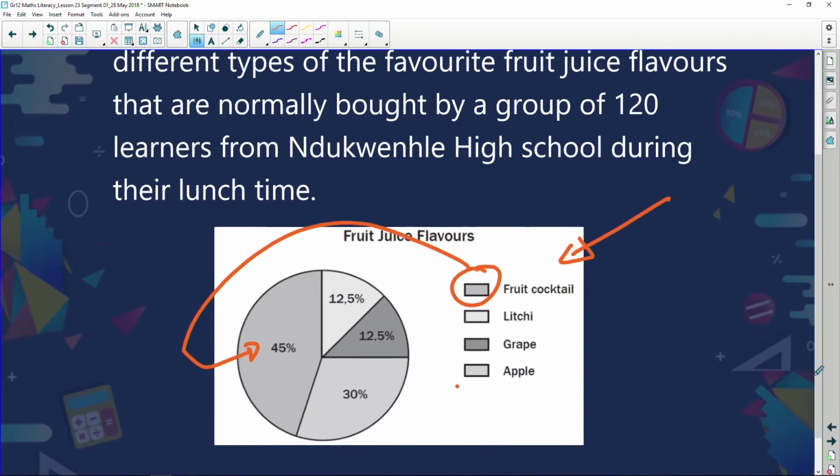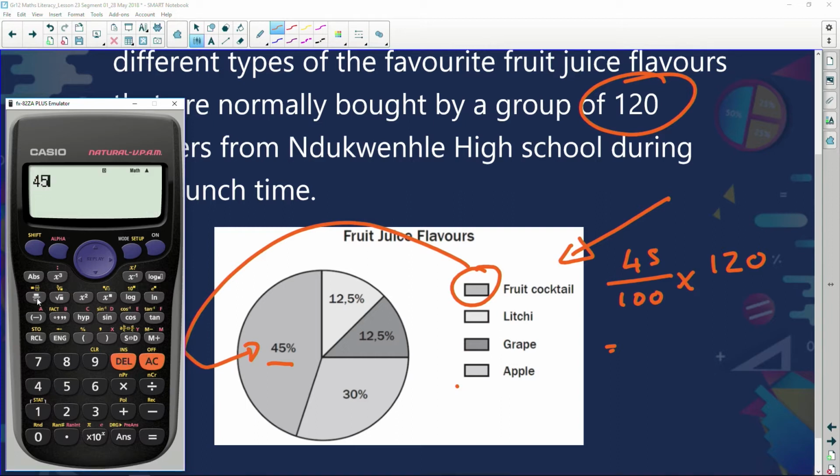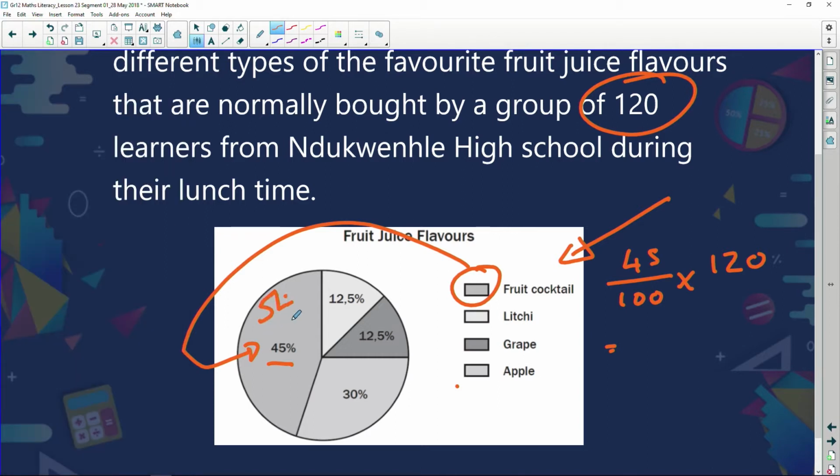Let's have a look. How many learners do we have? We've got 120 learners. Of those 120, we know 45% love fruit cocktail. So 45%, and guys, 45%, 100, hey? First thing that jumps to mind: 45 over 100 multiplied by the 120. So I've got 45%, multiply that by my 120, and I get an answer of 54. In other words, 54 students love fruit cocktail juice.